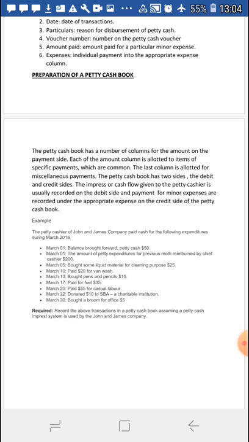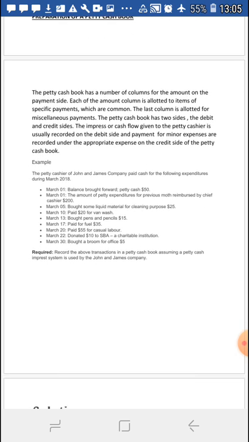Now to preparation of a petty cash book. A petty cash book has a number of columns for the amount on the payment side. Each of the amount columns is allotted to items of specific payments which are common. The last column is allotted for miscellaneous payments. The petty cash book has two sides, the debit and the credit side.